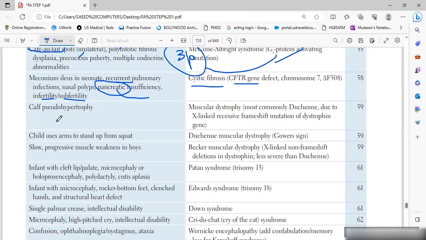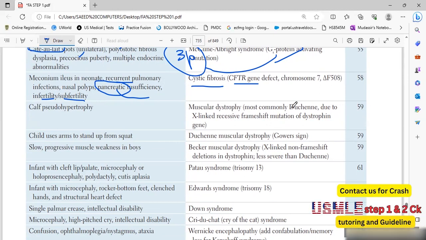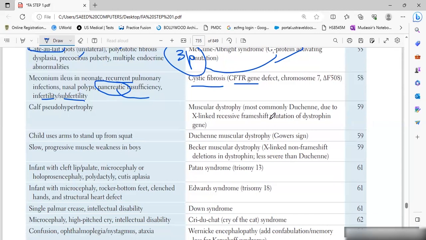Then is calf pseudohypertrophy. Here you will have fibrofatty replacement of muscle. You will have muscular necrosis and muscular dystrophy, most commonly Duchenne, due to an X-linked recessive frameshift mutation of the dystrophin gene. So you will have myonecrosis, and muscle will be replaced by fibrofat. The child uses his arms to stand up, and that is Gowers sign, which is for Duchenne muscular dystrophy.